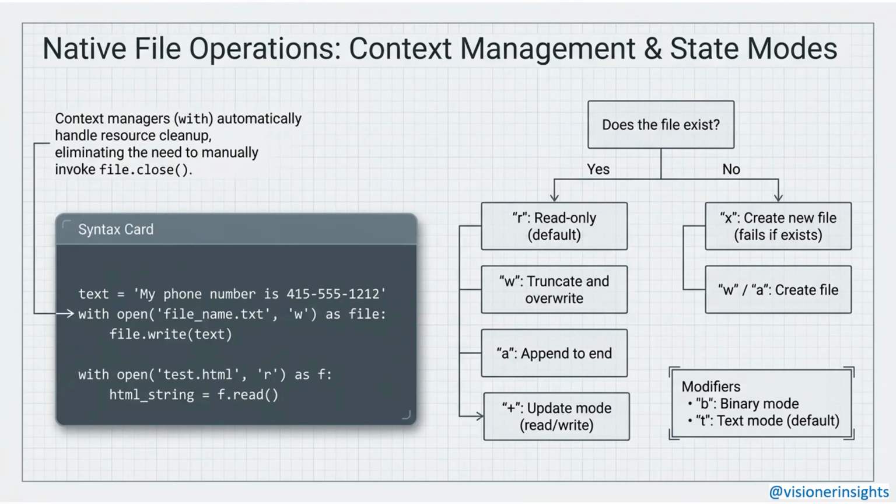And before we even think about touching more complex libraries, we have to strictly define our state modes. You can see them listed right here. R for reading, W for writing and overwriting, A for appending, and X for exclusively creating a new file. Understanding this is absolutely non-negotiable. You have to ensure you never accidentally overwrite critical raw data. Seriously, if you use a W when you actually meant an A, boom, your historical data is just gone instantly.